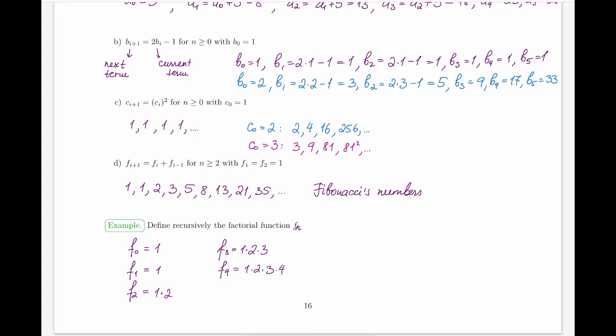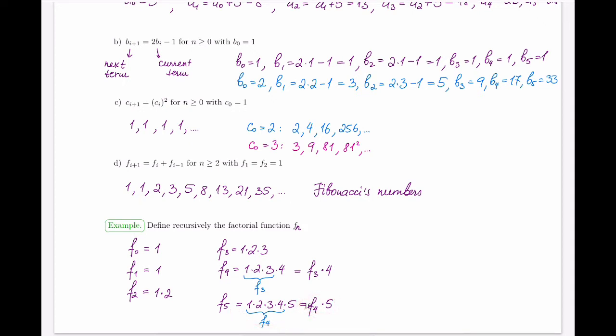And as before, I'm already beginning to notice the sequence. This is f3. So that means that f4 really is f3 times 4. f5 is going to be 1 times 2 times 3 times 4 times 5, which of course then is f4 times 5. And these are giving me a good idea of what a recursive definition is going to be.